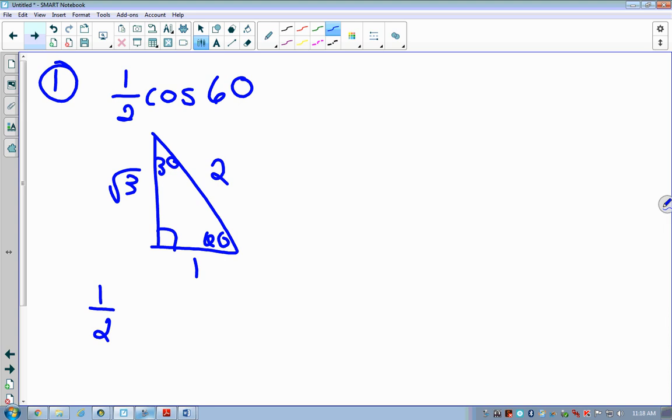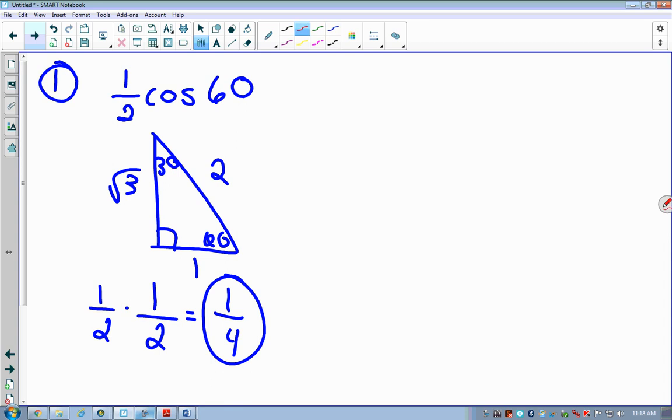Adjacent over hypotenuse. Good. So what is adjacent to 60? 1. What is hypotenuse? What's 1/2 times 1/2? 1/4. Can I use my calculator to check? My calculator, if I've done it right, will show me 0.25. But if you don't show me the triangle and the work, no credit. Okay?